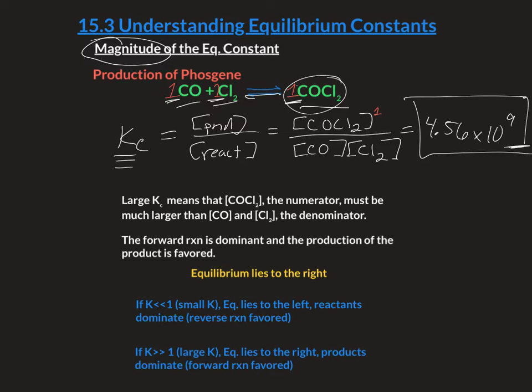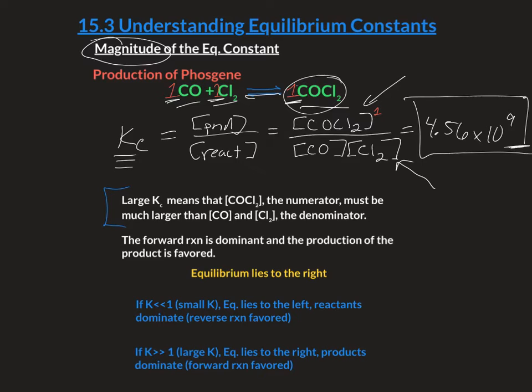It's really large. So that means that the numerator must be pretty darn large in comparison to the denominator to give you such a large number. That says a lot about what's happening in the chemistry in that flask here. So, down here, a large K sub C or K sub P means that the concentration of my product, in this case phosgene, which is the numerator, must be much larger than the concentrations of carbon monoxide and chlorine gas, which are the denominator.